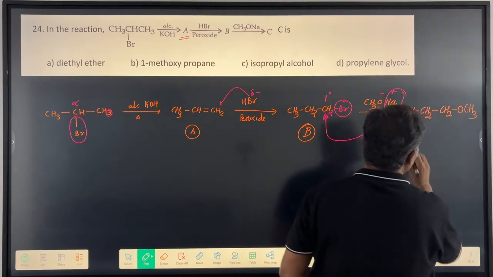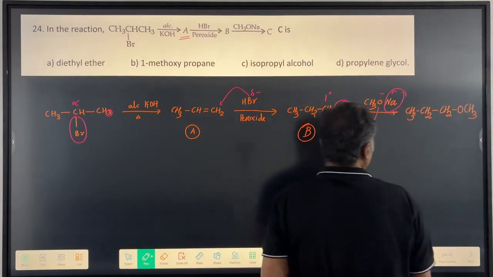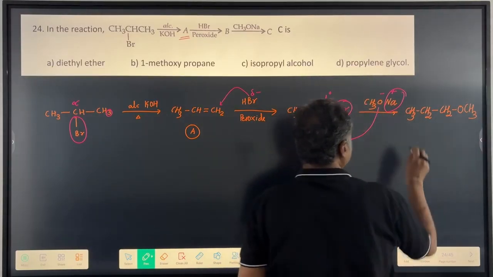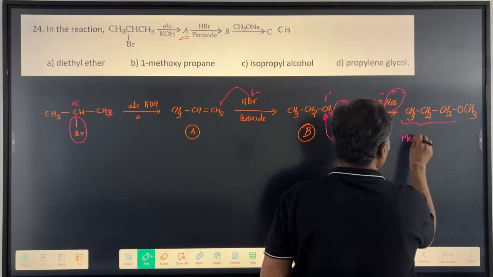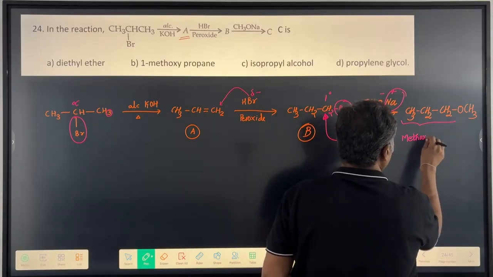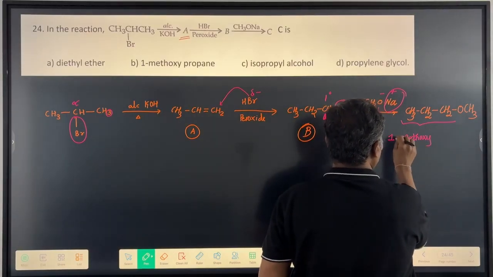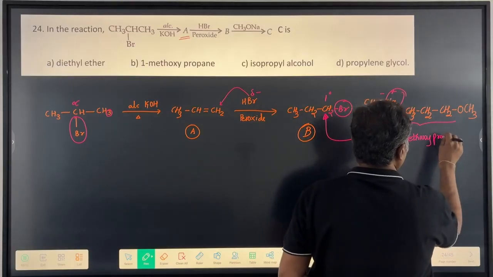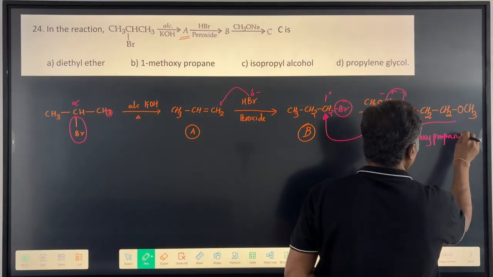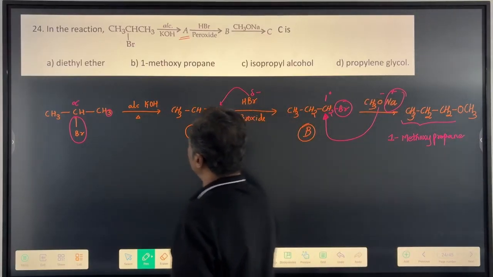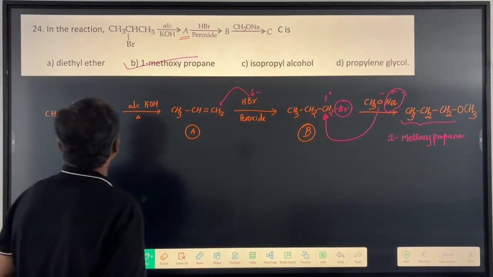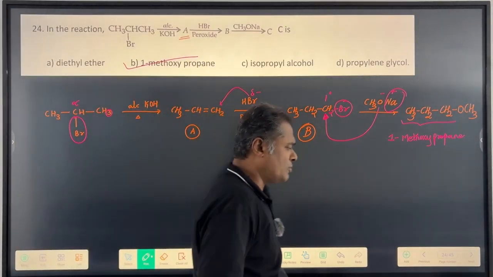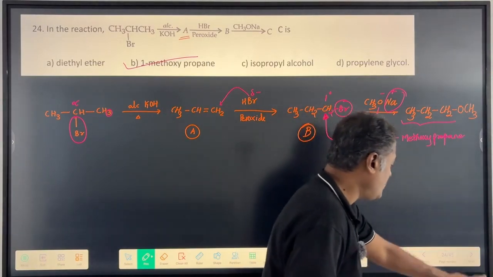So, can I call it a methoxypropane? Yes, because it's a long chain and the position of the methoxy group is also on the first carbon atom of the propane chain. So, can I call it 1-methoxypropane? And 1-methoxypropane is nothing but this one, child. Is it clear, child? Let's take the next question, child, what we have on the screen.